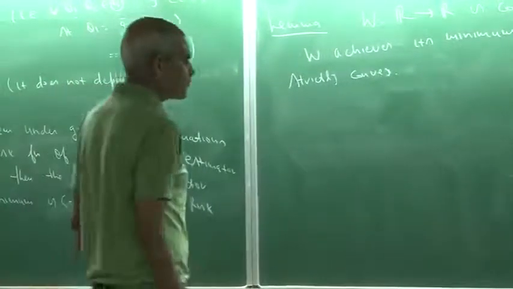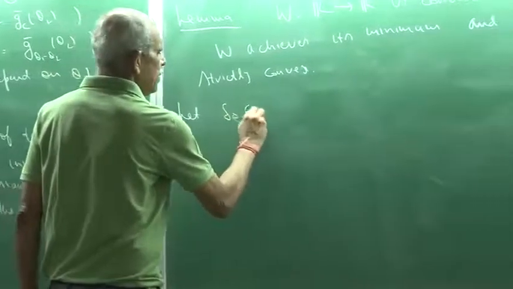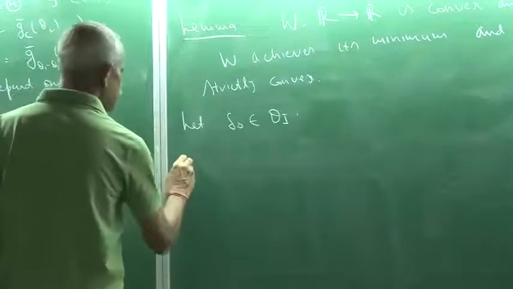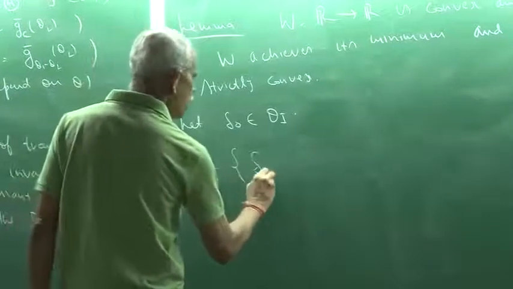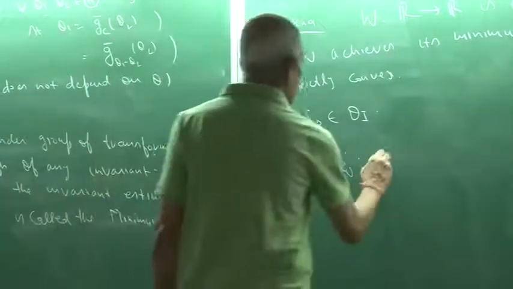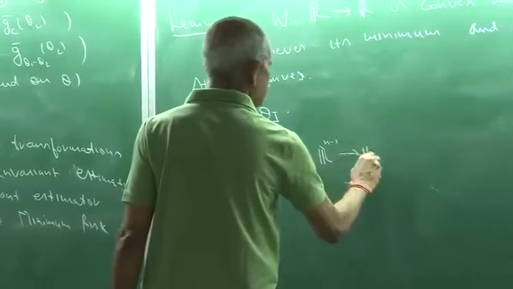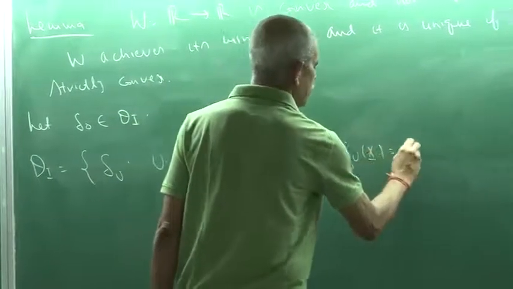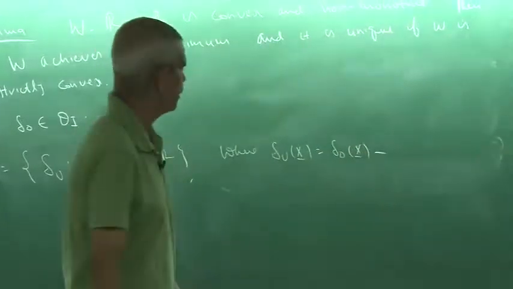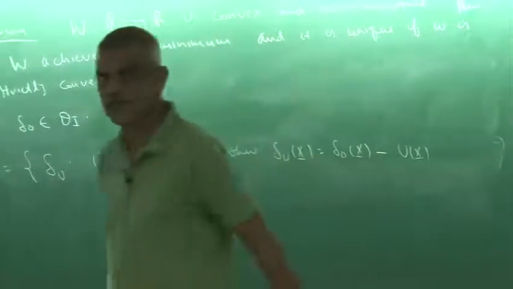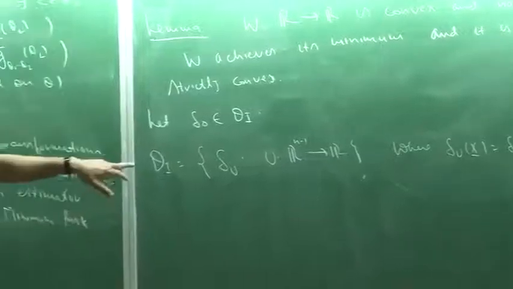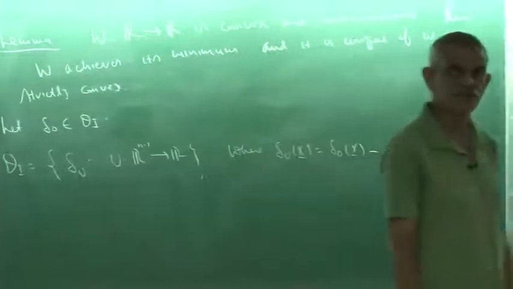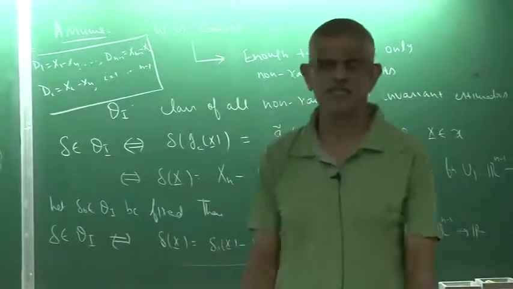So let us look at what my class is. Let delta naught be a given invariant estimator. Then what is my class of all invariant estimators? This is nothing but delta u, such that u is a function from R^(n-1) to R, where delta u of x is nothing but delta naught of x minus u of x. That is what we have seen. If you fix an invariant estimator delta naught, then any other invariant estimator can be written in terms of delta naught through this relation. So the only variable over here is u of x, because delta naught I have fixed in the beginning.